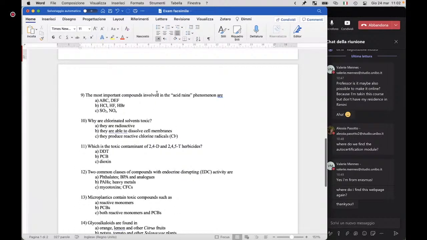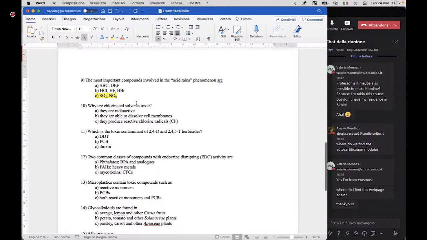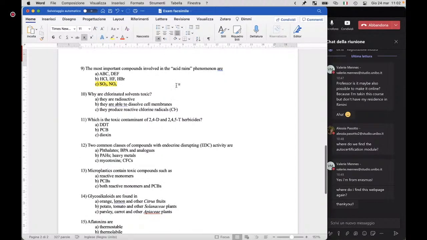The most important compounds involved in the acid rains phenomenon are: A, B, C, D, E, F; HCl, HF, HBr; SO2, NOx. Okay, so of course this doesn't mean anything, so it's clearly wrong. These are strong acids, but not those produced in burning fuels. What is produced by burning fuels is sulfur and nitrogen oxides that then become nitric and sulfuric acids, and so acid rains.